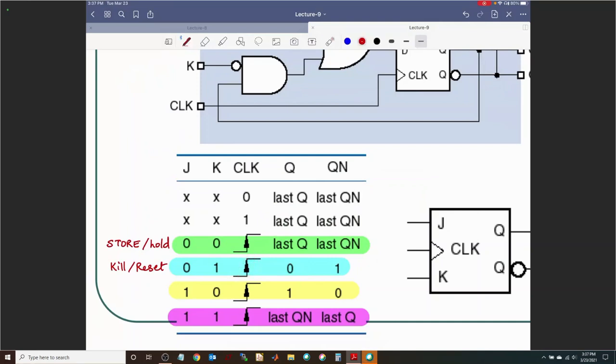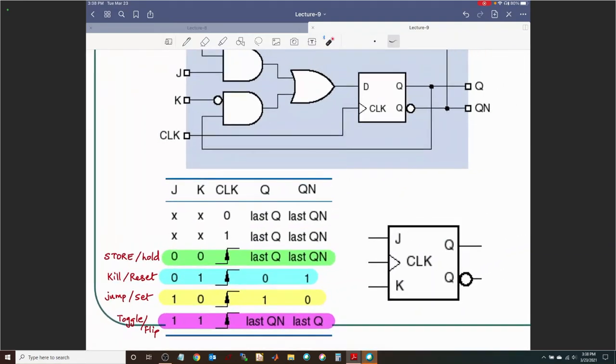Alright, let's go to the next one. What is the yellow state called? Dump, or set. What about the last one? Toggle, or flip. Usually toggle. Whatever it was, it flips. Alright, so those are your four states, and I want to achieve that.